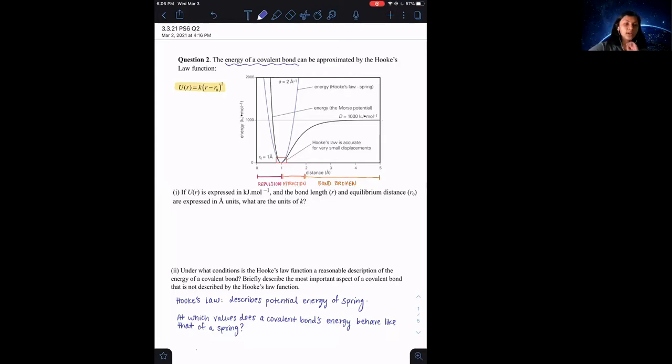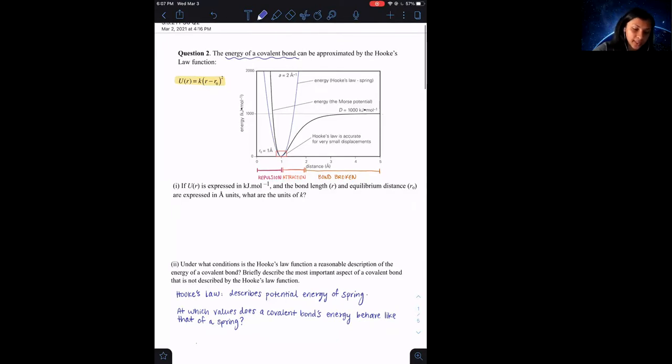Okay, so I will be going over question 2. Question 2 concerns the bond energy of a covalent bond at various internuclear distances. So let's see. In this diagram, this function in black is the actual energy of a covalent bond. And this one in blue is the energy that is approximated by Hooke's law. And we're given Hooke's law right here.